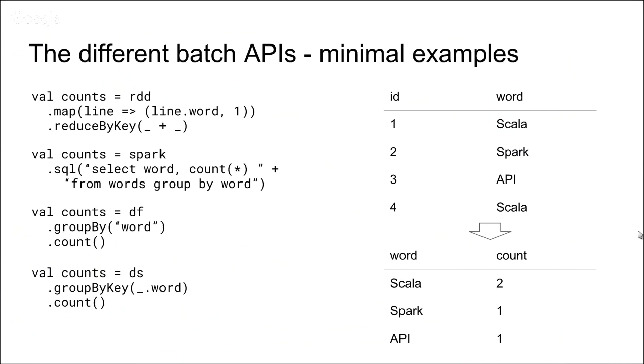And so quickly, what does it look like? For batch processing, there are 4 different APIs, and I'm going to showcase them quickly by doing a simple word count. I'm going to go from the top dataset, which has basically 2 columns, a column ID and a column word, and obtain the second dataset, which computes the counts of every word. Since Scala appears twice, it has the count 2.